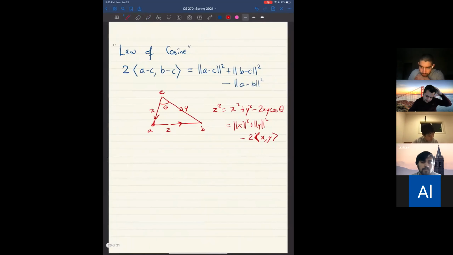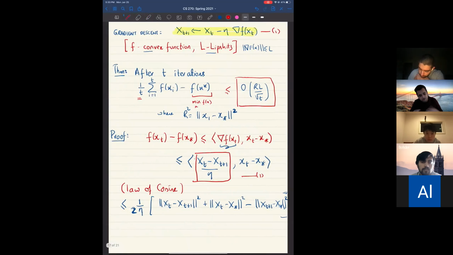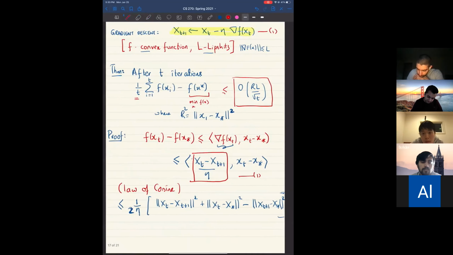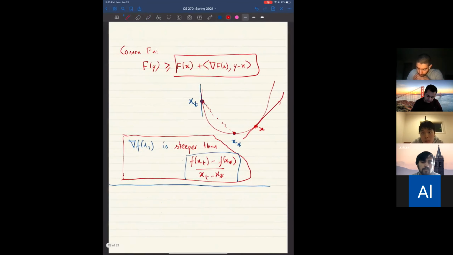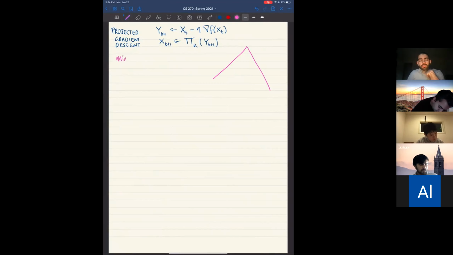Okay, so that's good. So we have a basic analysis of gradient descent. For different variants of gradient descent, you do slightly modified versions of this analysis. So for example, this is an important variant. Well, you want to minimize a convex function subject to x being inside a convex set K.